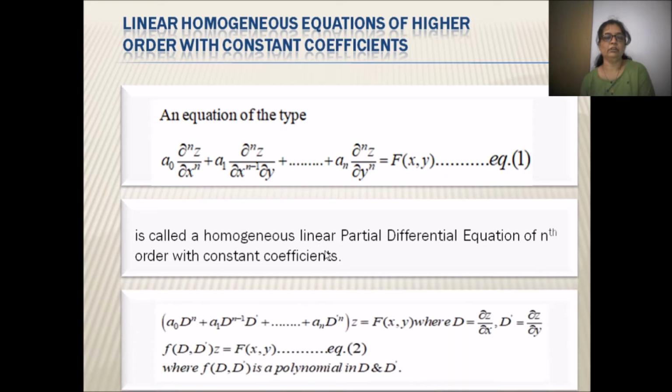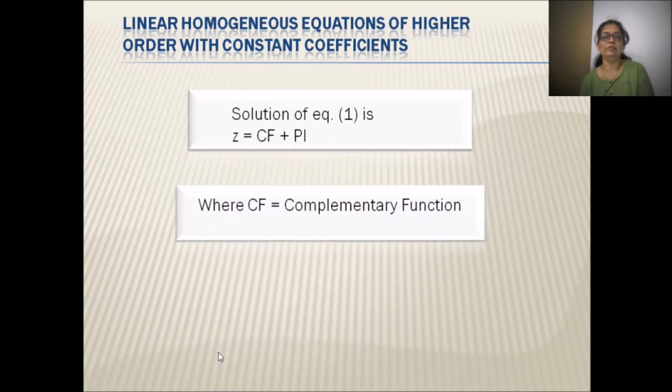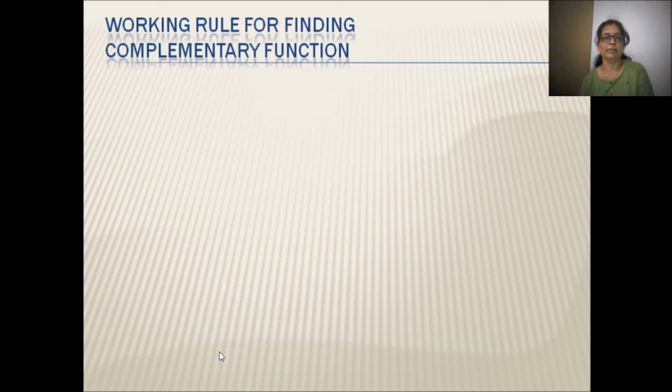Now we write down this equation in symbolic form by substituting del z by del x equal to D and del z by del y equal to D dash. Then we get this equation 2 by substituting this complete bracket equal to function of D, D dash. And the solution of this equation 1 is given by z equal to CF plus PI, where CF is complementary function and PI means particular integral.